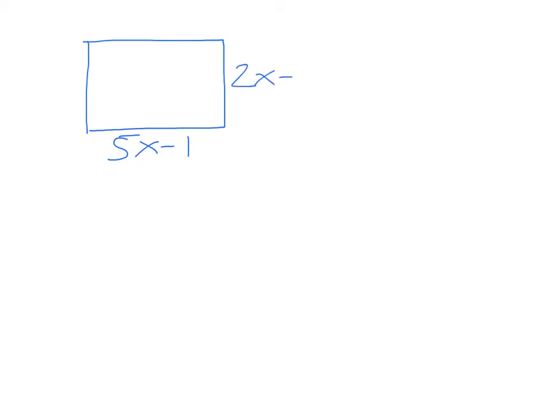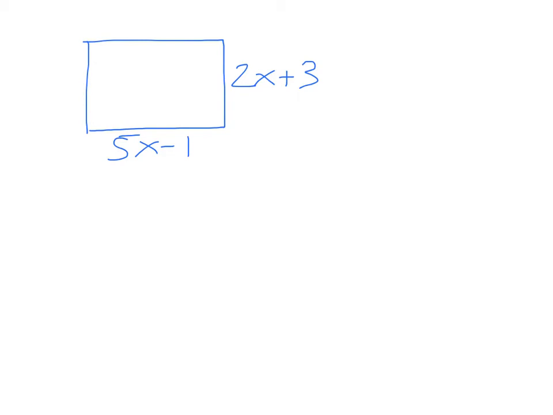The next thing that we're going to look at, and we kind of talked a little bit about this already, is finding perimeters. And in this case, we're going to find the perimeter if the figure, in this case the rectangle, says one side, let's say, is 5x minus 1, and the other side is 2x plus 3. And I want to find the perimeter.